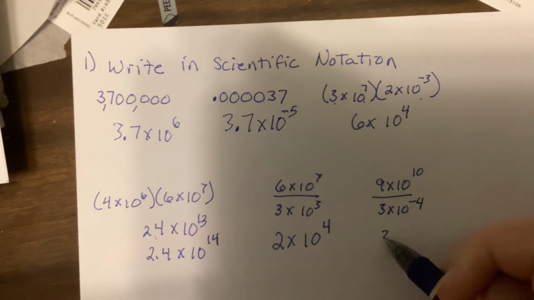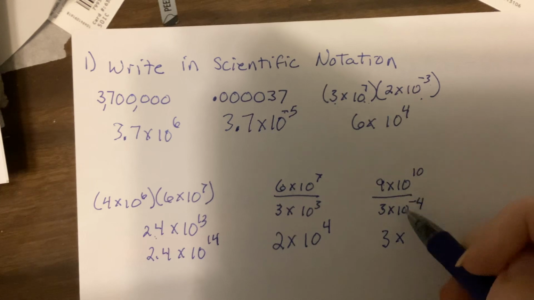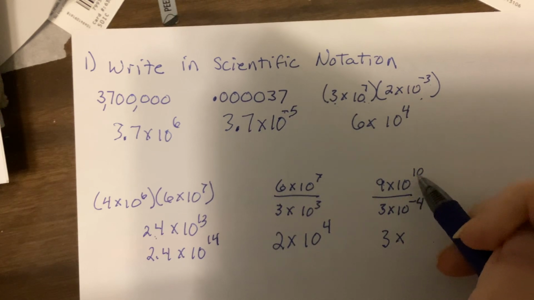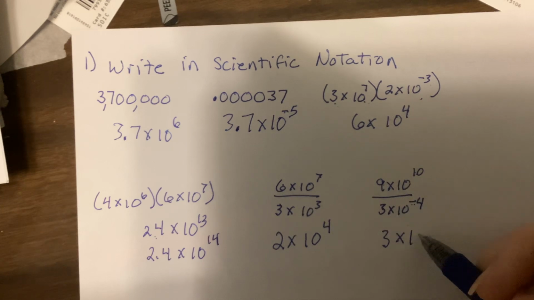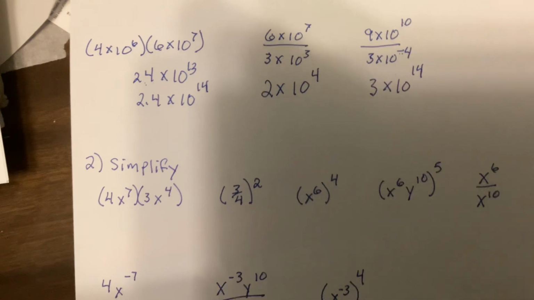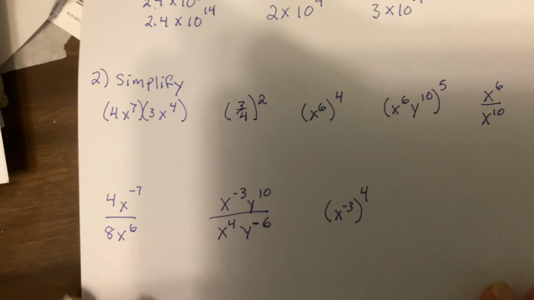9 divided by 3 is 3. When you divide two things with the same base, you subtract the powers. 10 minus a negative 4 would be 10 plus 4, which is 14. Now we're moving on to the laws of exponents. Here we go.